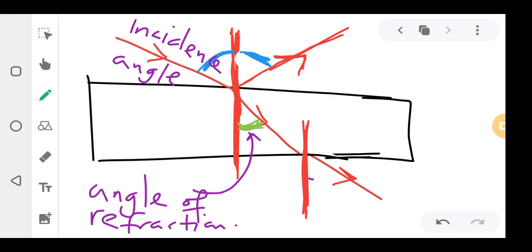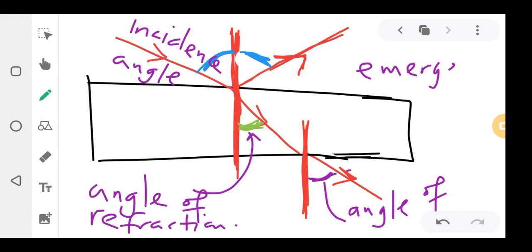And then this angle here is called the angle of emergence. This one, because it is an emergent ray, is called the angle of emergence. There's no space, angle of emergence. Those are the most important angles. Now based on that knowledge, we can proceed. You need to know these angles, and all these angles are attached to the normal.